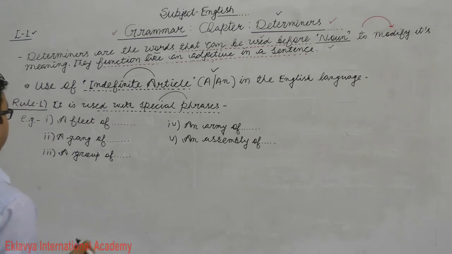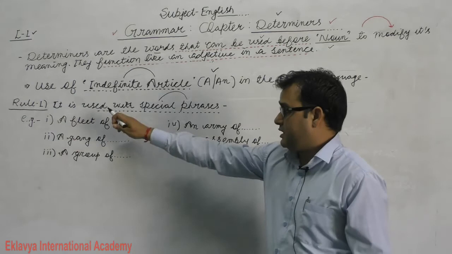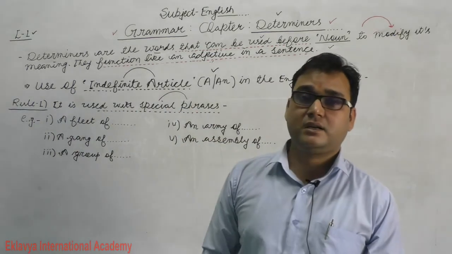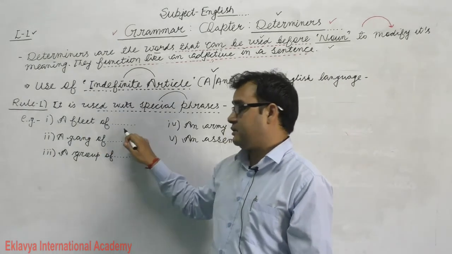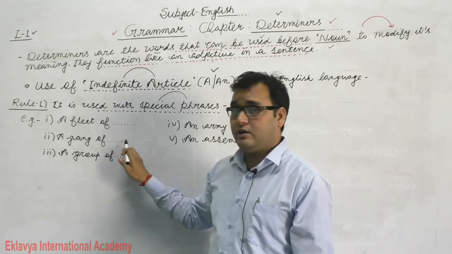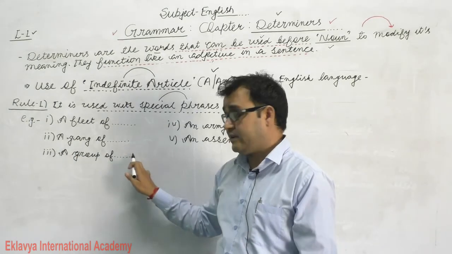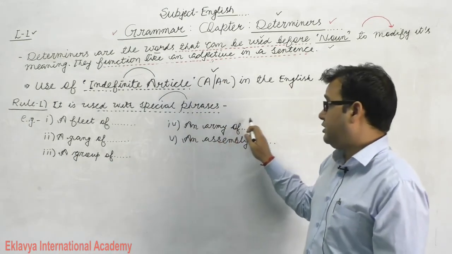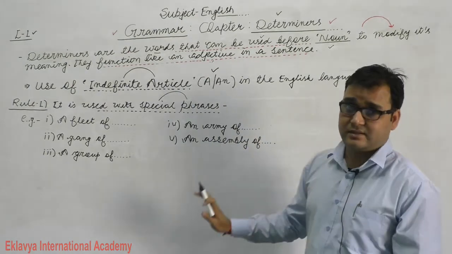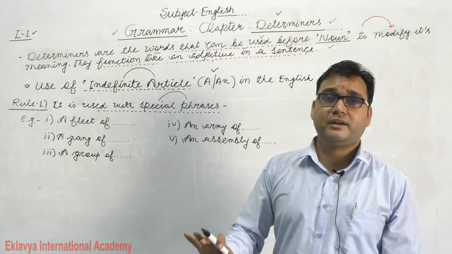Okay, I mentioned fleet, gang, group, an army. It's all about it. Enough examples to understand. It is used with spatial phrases. Spatial phrases के साथ indefinite article use होता है. Example number 1, a fleet of ship. A gang of locusts, a gang of dacoits, a group of students, an army of soldiers, an army of ants, an assembly of ministers, like that. Okay, this kind of phrases proceeds with indefinite article.